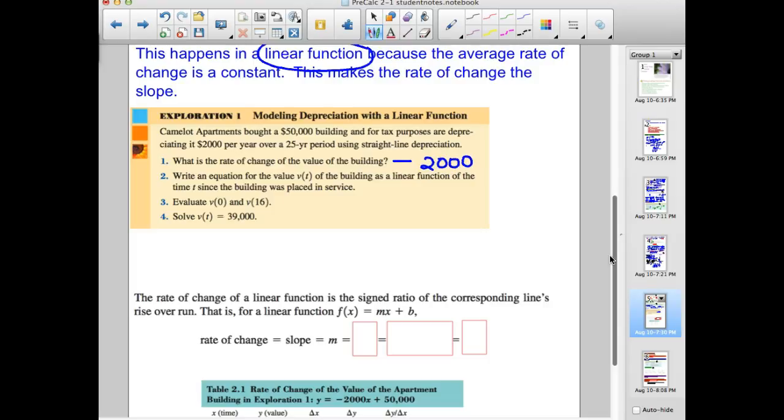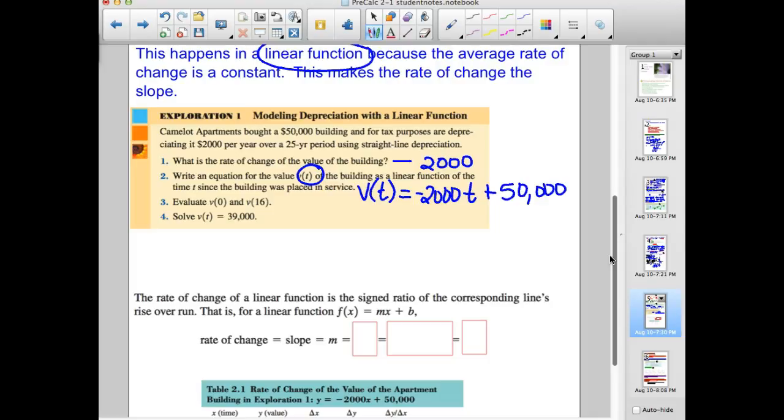So how would we write an equation? V of t. We want the value of the building as a linear function of the time. T would be years. So V of t would equal what? Close. Negative 2,000 t plus 50,000. Yep.